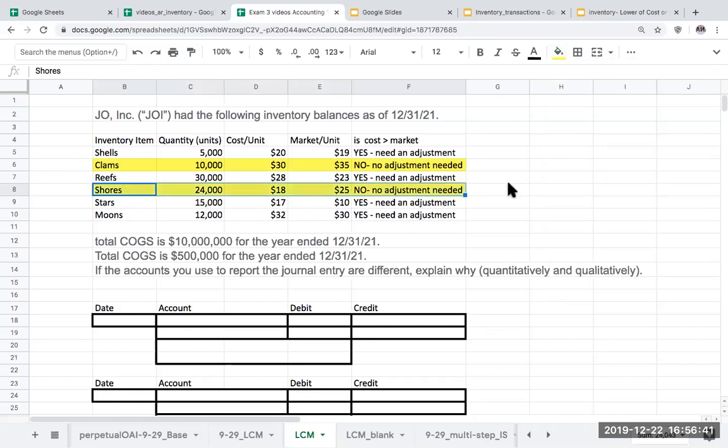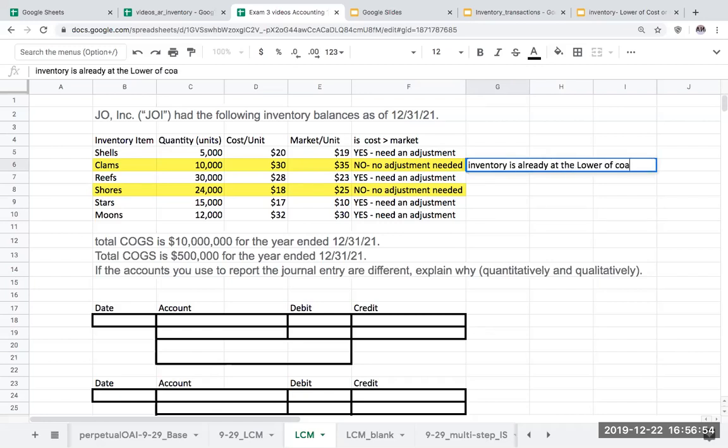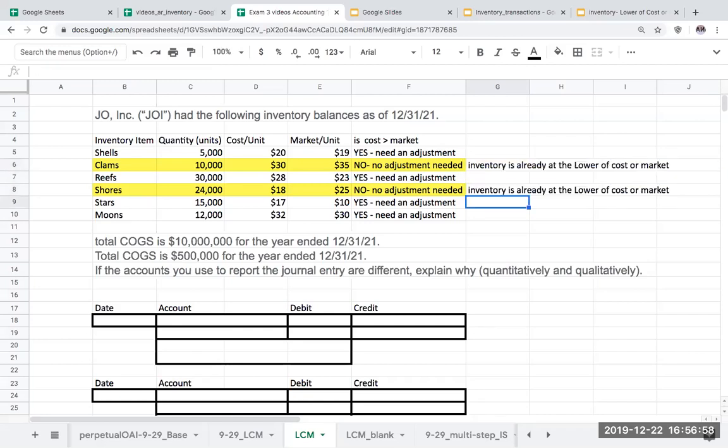I don't need to do anything. Why do I not need to do anything? Because the inventory is already at the lower of cost or market, right? I do not need to do anything with these. So, but what do I need to do here?